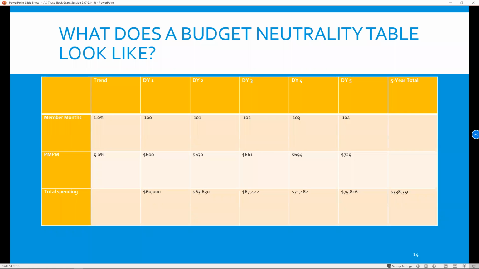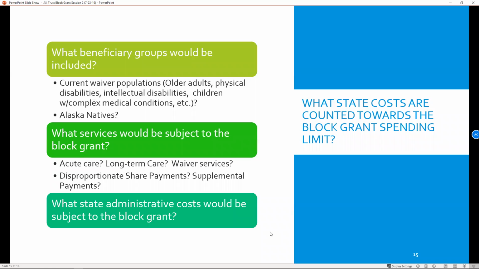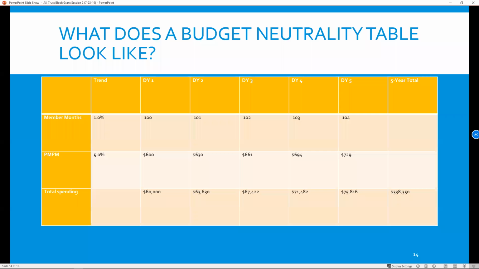That's the magic number. But this, very simply, is how you build to it, combining member months. You need a starting point for member months. You need a trend rate. Per member per month, you need a starting point for per member per month spending, and you apply a trend rate, and then you multiply the 2 for each of the 5 years, add that all up, and there you are. Of course, in the real world, it's not quite this easy, but I think this is a fair summary of conceptually the way it works.